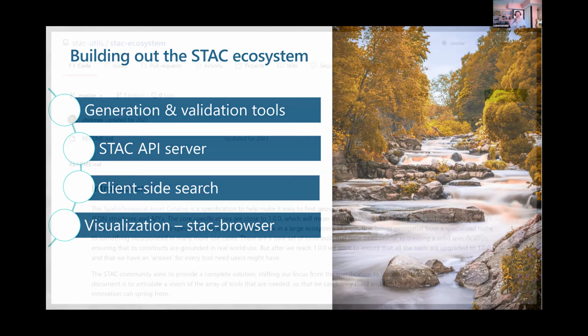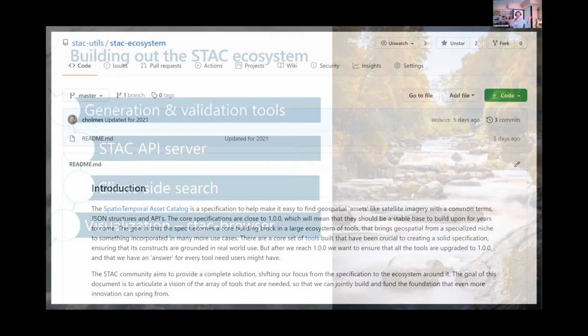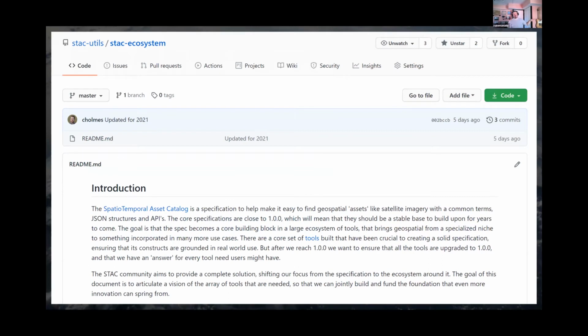And so I want to call out this repository in the STAC Utils organization. Chris Holmes, really appreciate his leadership in the STAC ecosystem. He put together a document that outlines some thoughts around what are the different tiers of maturity that we'd like to see in the STAC ecosystem. And we'll definitely be looking to this and collaborating with this to try to mature out this ecosystem of tooling.